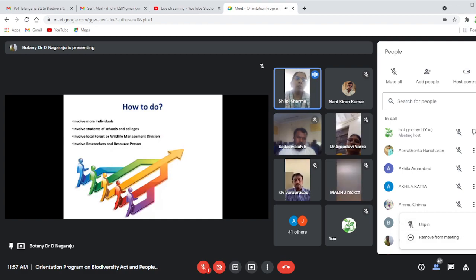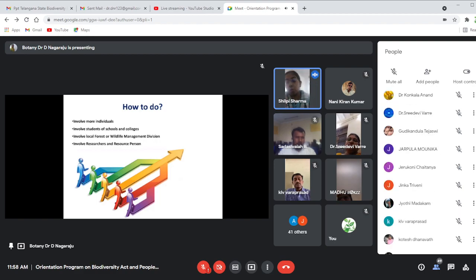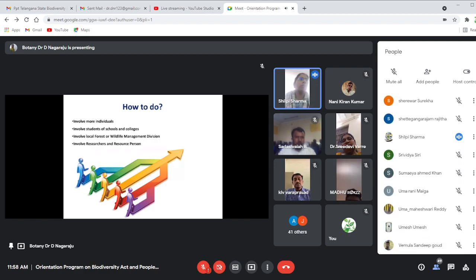You can collaborate with other colleges, students and schools. You can involve resource persons like other colleges, teachers and researchers, and us. You can collaborate with us and you can go for conservation.